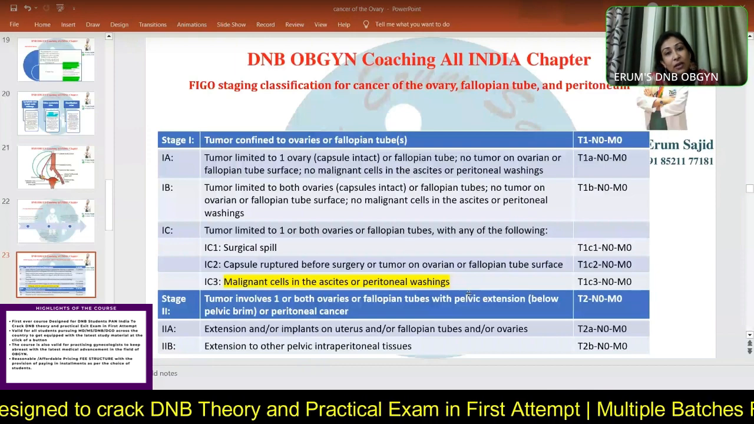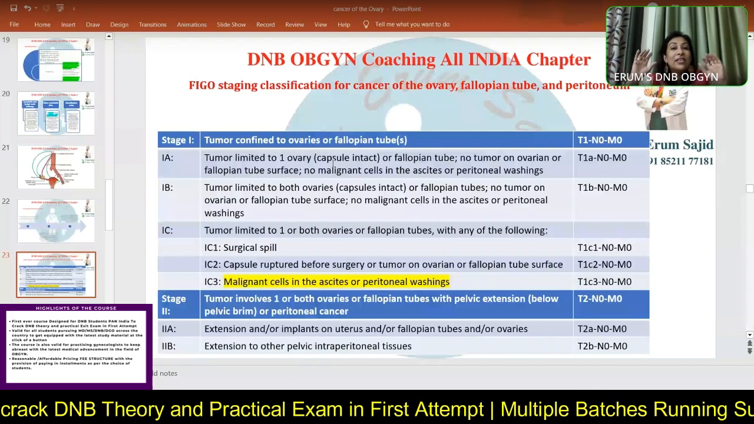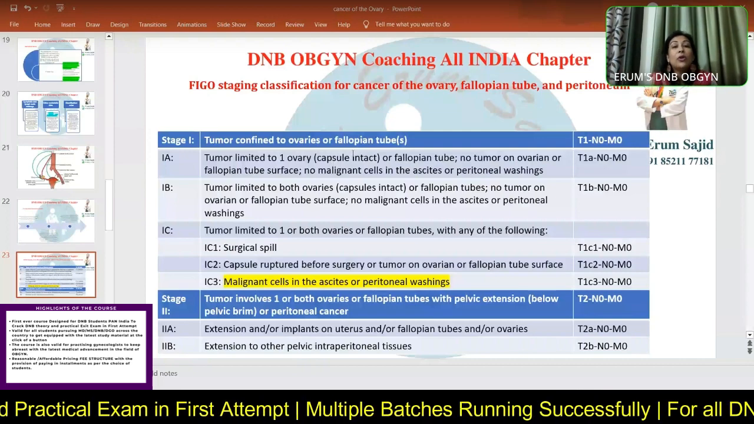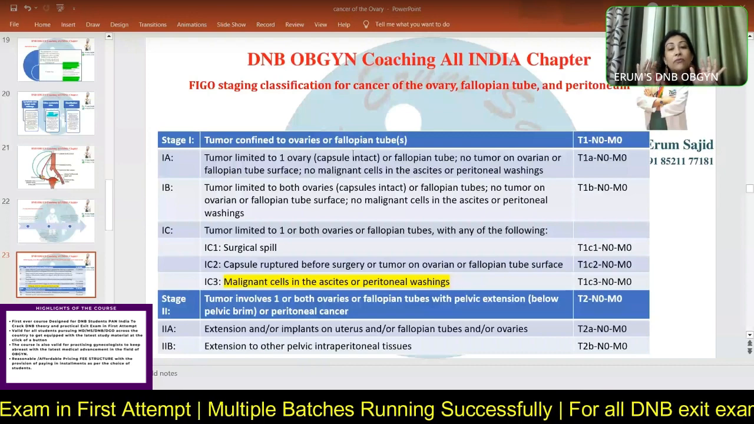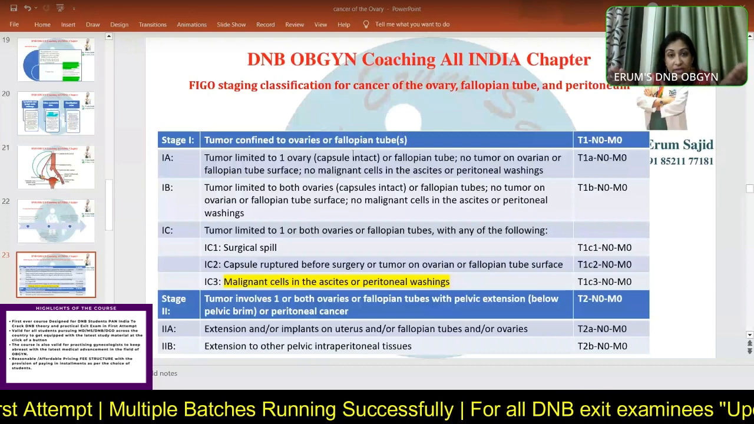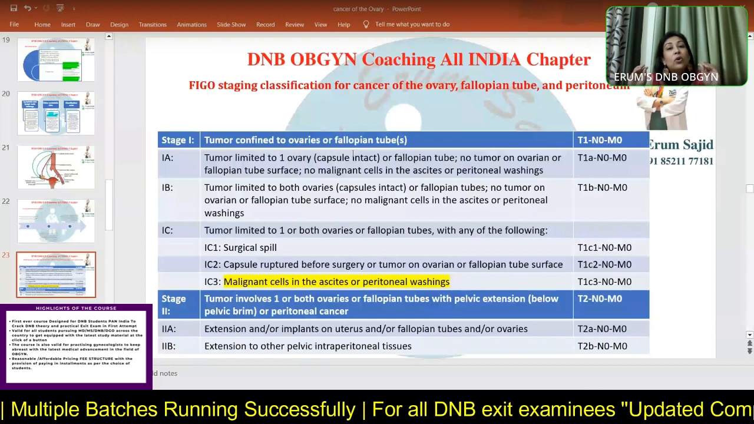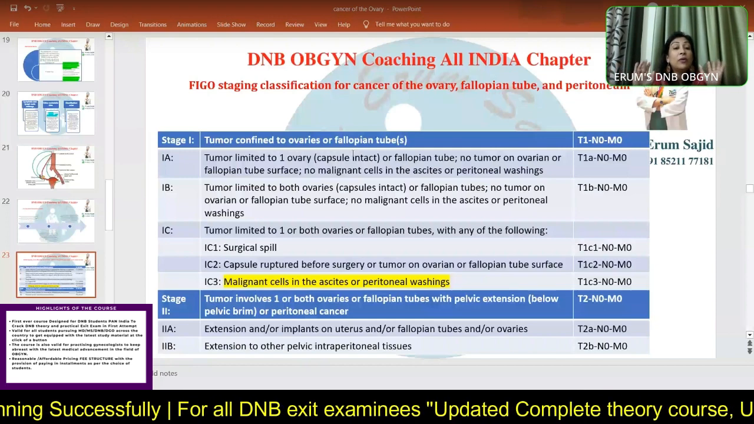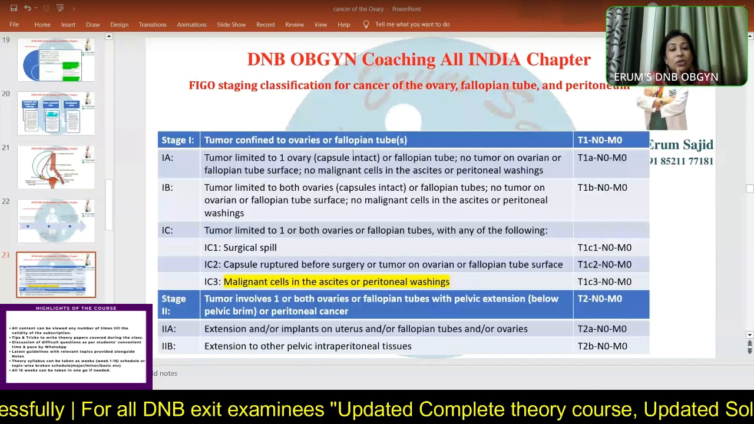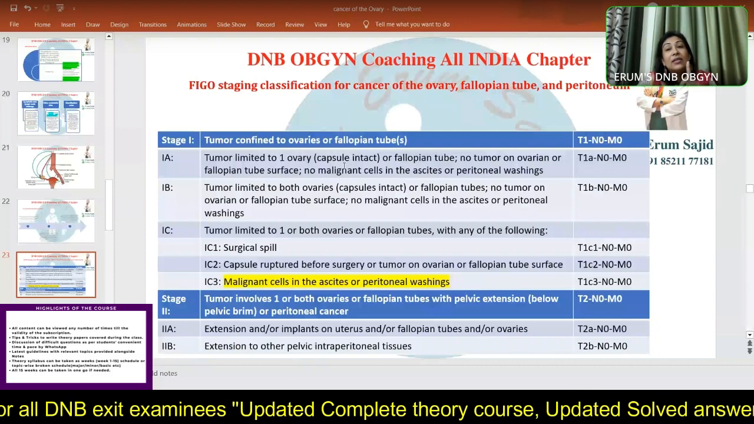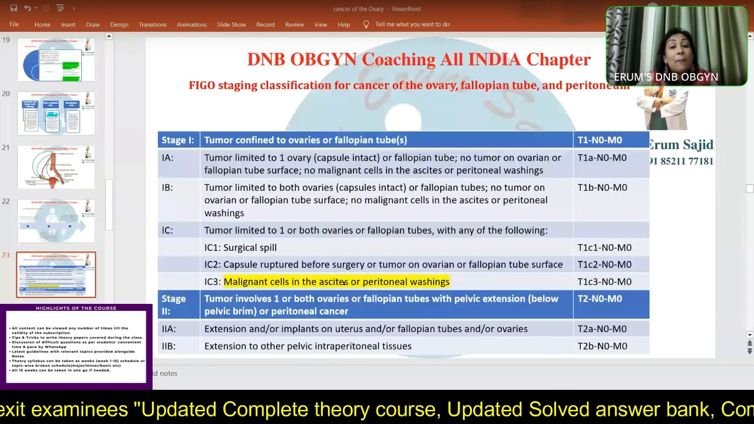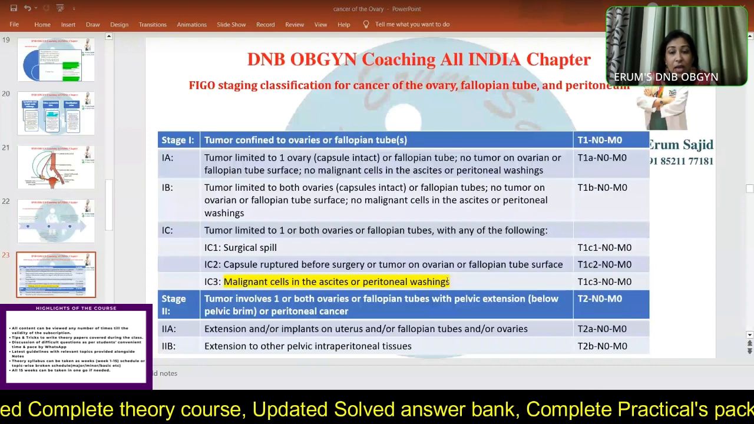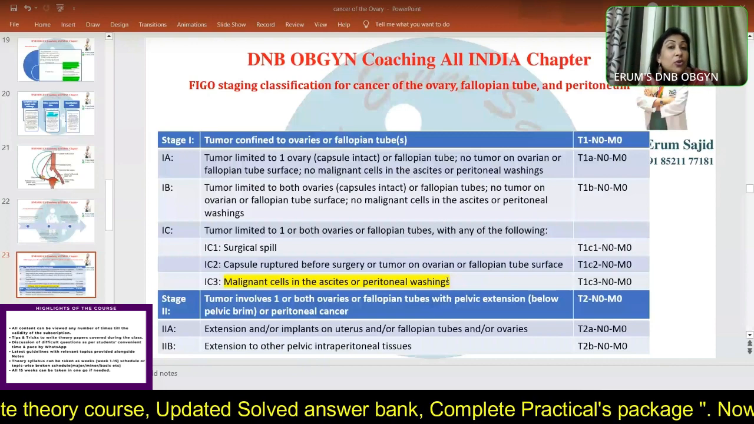So let's first figure out what is stage 1. We'll go into the details later, right? Stage 1, I'm talking about tumor confined to the ovary or fallopian tubes alone. Ovary could be 1 or 2, it could be right on the surface, but it is still on the ovary. One exception is that malignant cells might be there in ascites and peritoneal washing, but apart from this, tumor is nowhere else.